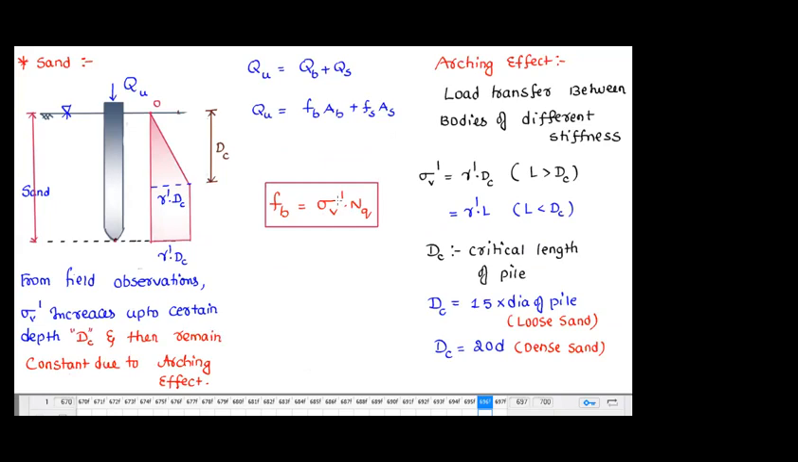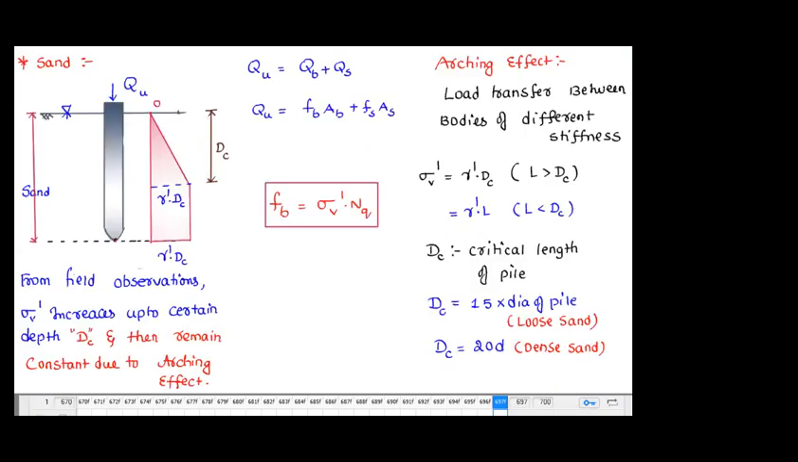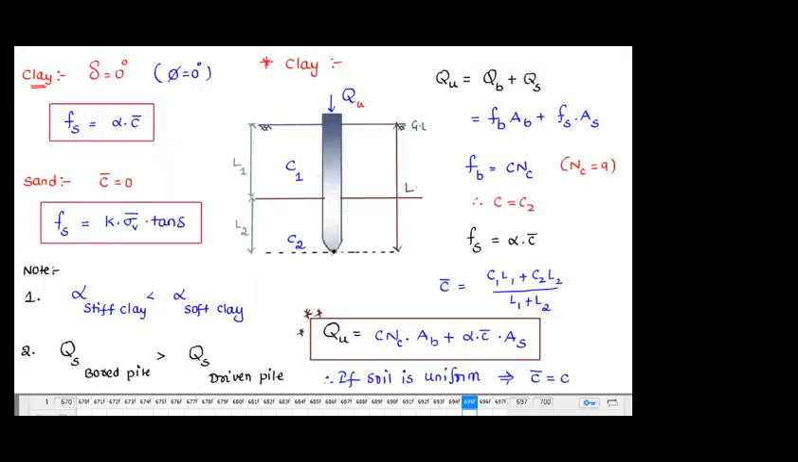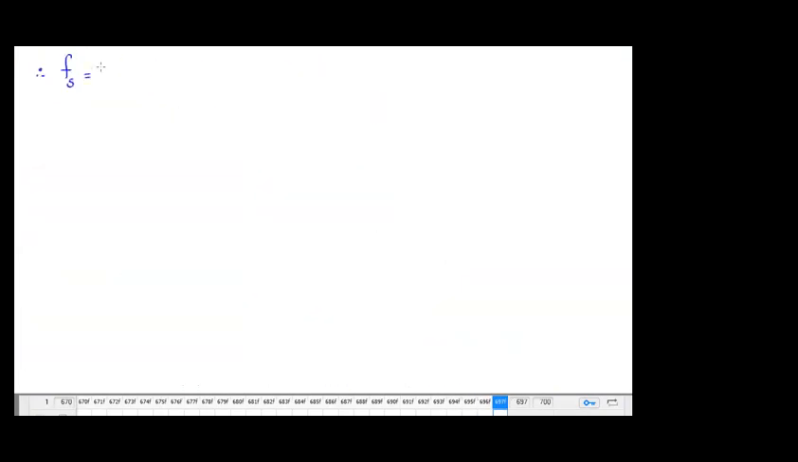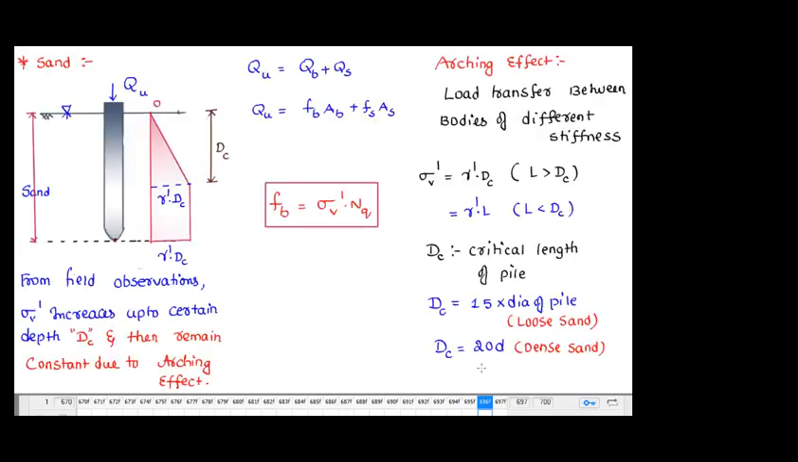Now coming to the FS. What is FS? In the case of sand, FS is nothing but K into sigma V dash into tan delta. Okay, and I have one more value over here.